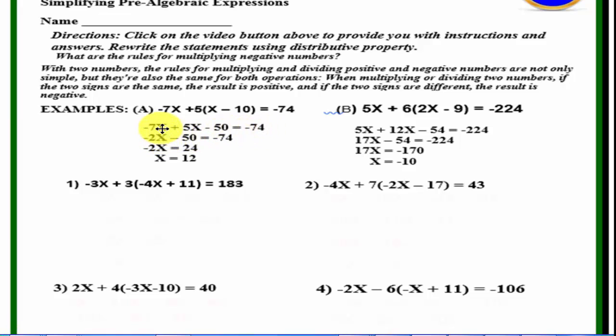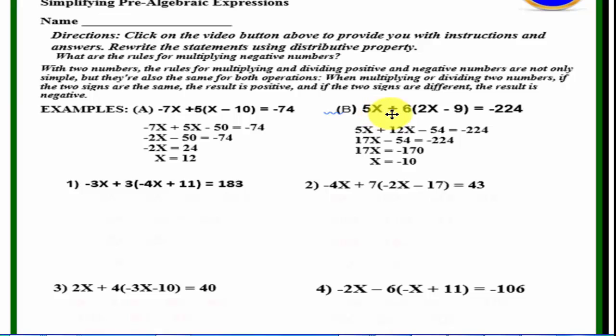Then we're going to take your negative 7x plus your 5x, which will give you a negative 2x minus 50 equals negative 74. Negative 2x equals negative 24. And how that came up is we add positive 50 to this side, add it over here, and we have negative 24. So x, 2 goes into 24, 12 times.